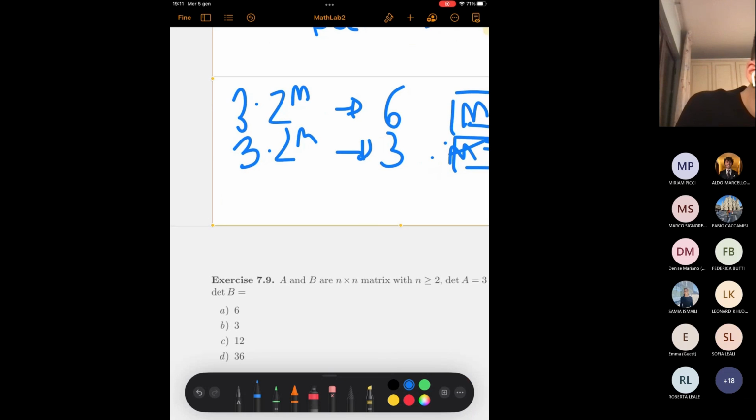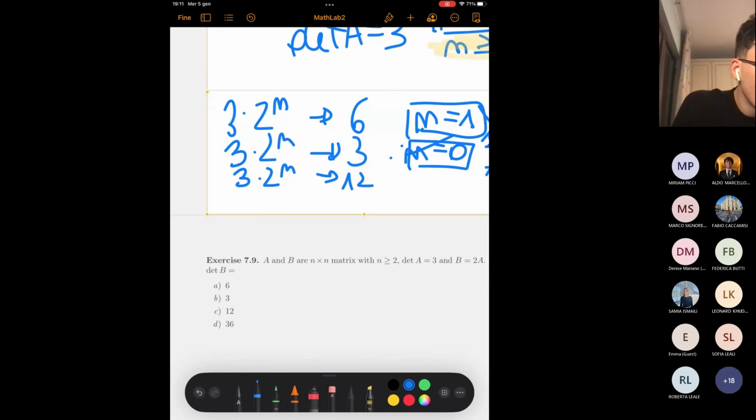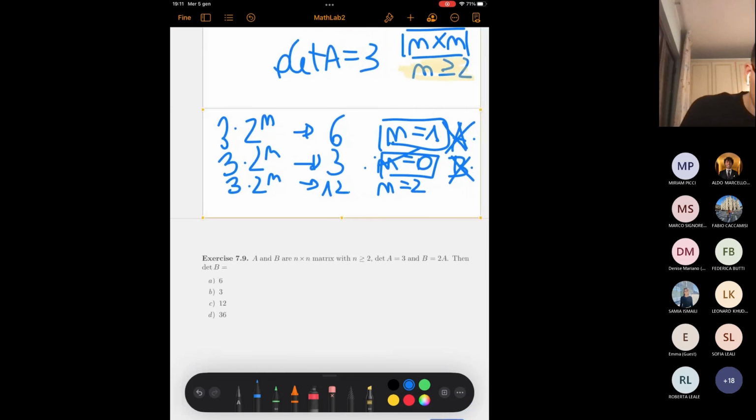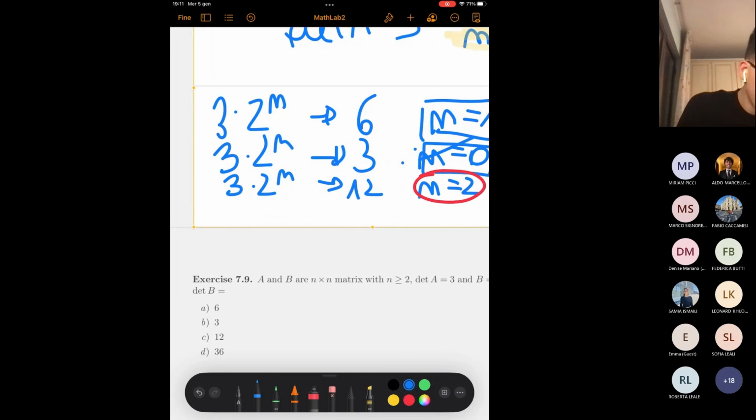The third one, so C, is 3 times 2 to the power of n, and has to be equal to 12. In this case, it's 4 times 3, which is equal to 12, so n has to be equal to 2. This choice is possible, because of course n has to be greater than or equal to 2. So C can be possible. We leave it here. We don't have the certainty that it is the right answer, but we have just a possibility, okay? And then we have the last one.